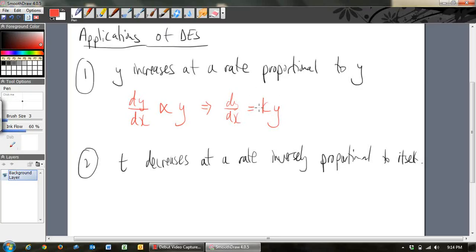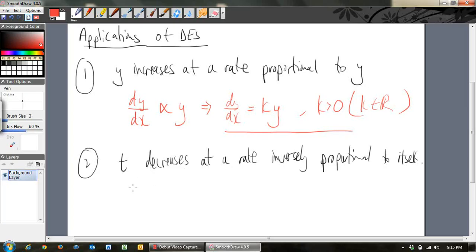Okay, and because it's increasing, this needs to be positive, so k will be greater than 0. And so that's how we set up this DE here. This is the DE that we've set up from this sentence. Y is increasing at a rate, so the rate that y is increasing is proportional to, so some constant k, where k is just some real number, times y. Okay, let's have a look at the second one.